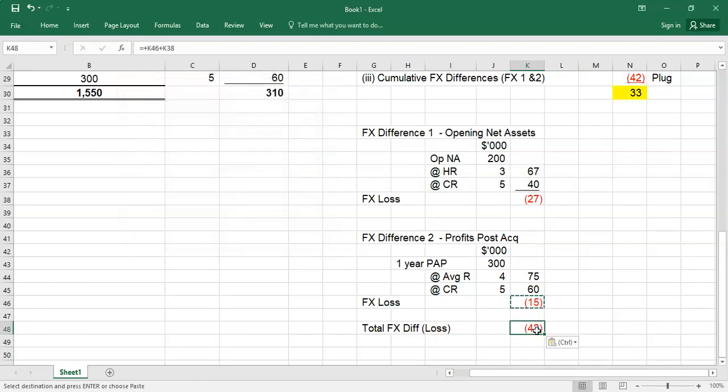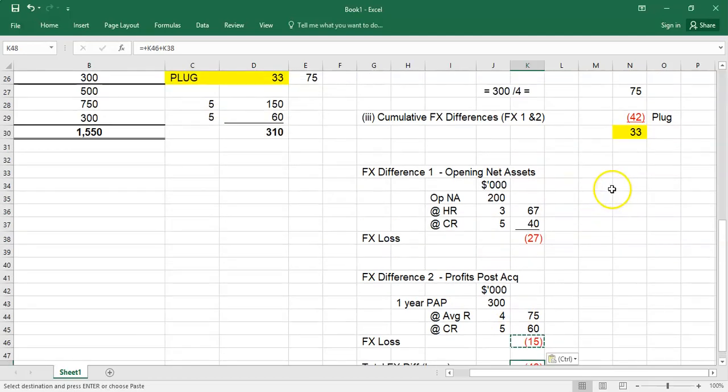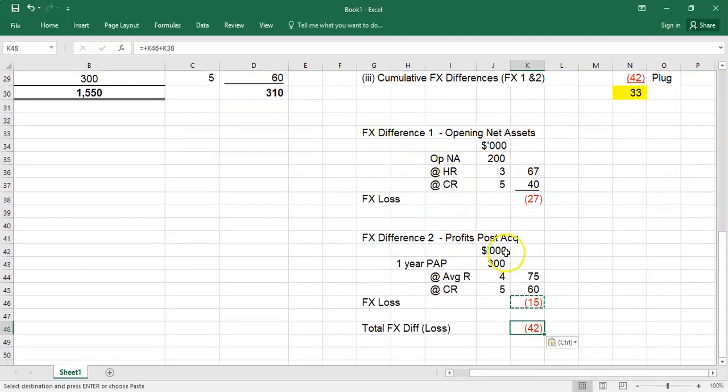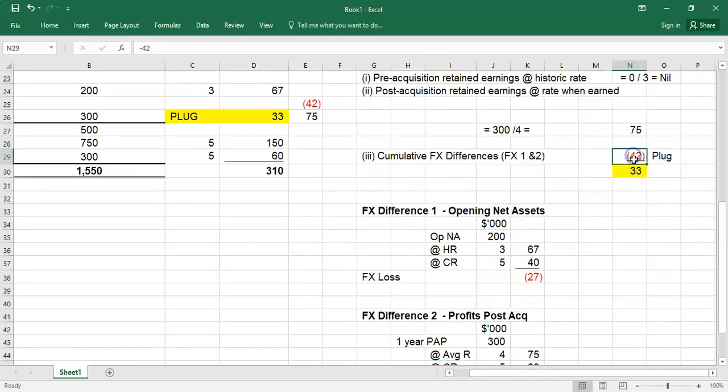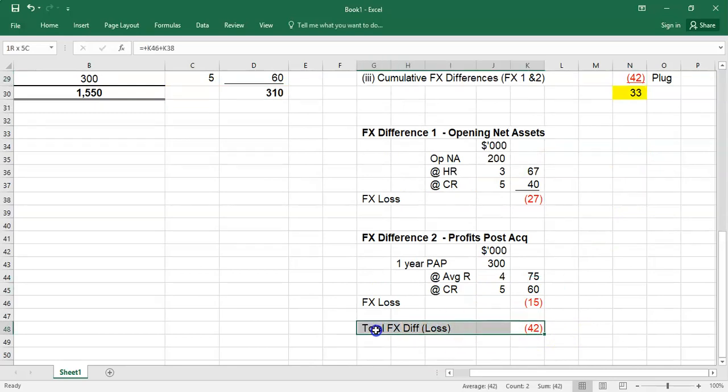Now it's not enough in the exam just to give me the plug figure and hope it's correct. You have to prove where it's coming from, so you understand the 2 key differences, and they will be in every exam question in terms of foreign sub. You may have other ones, FX difference 3 and 4, which we'll get to in other questions, but understand the basics first. If I'm converting my opening net assets at the historic rate and everything else at the closing rate, there's going to be a plug figure. And if I'm converting my profits post-acquisition at the average rate and everything else at the closing rate, there's going to be a difference there as well. And that plug figure here matches the proof of it here.